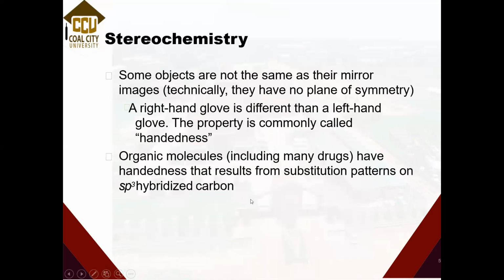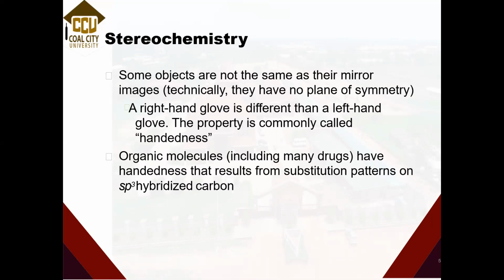Now, stereochemistry generally discusses a particular property we refer to as handedness. Some objects are not the same as their mirror image. There are certain objects that might be the same as their mirror image, but some are not. Technically, we say they do not have a plane of symmetry. Any object that has a plane of symmetry will be the same as its mirror image, but some objects do not have a plane of symmetry, and as such, they are not the same as their mirror images.